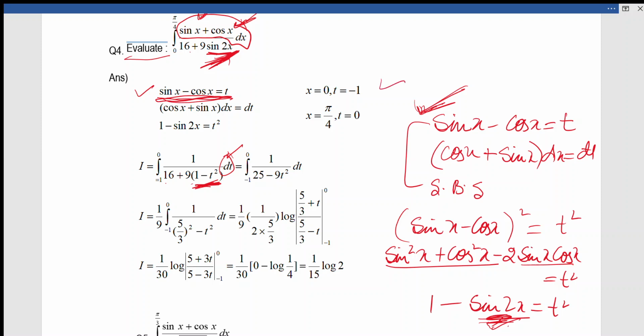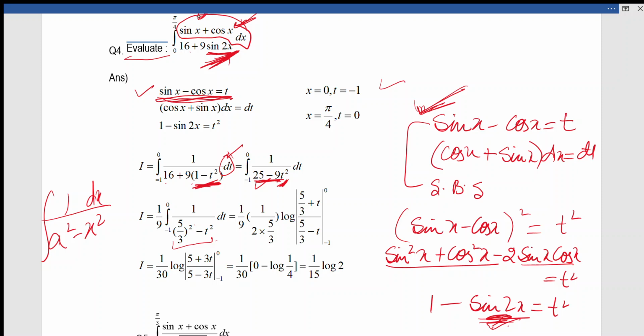You can do that. Now coming to this, it has become 25 minus 9t square. So somewhere you can apply the formula for 1 upon a square minus x square, because 25 is a constant. So you can take common 9 over here. So this will become 5 upon 3 square minus t square. I always do this step because students usually do not apply chain rule later. They forget to write t in the denominator.